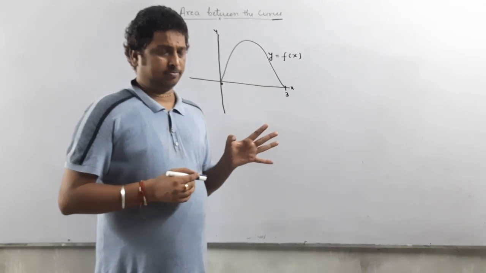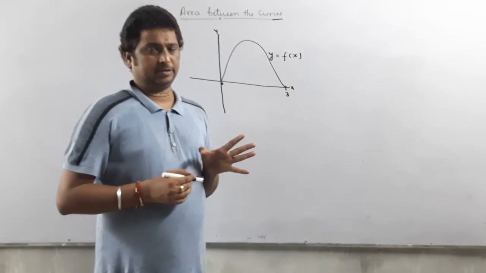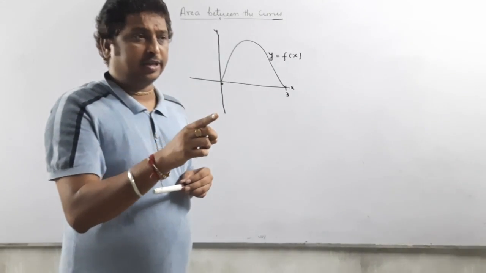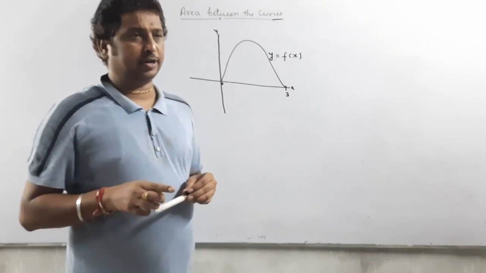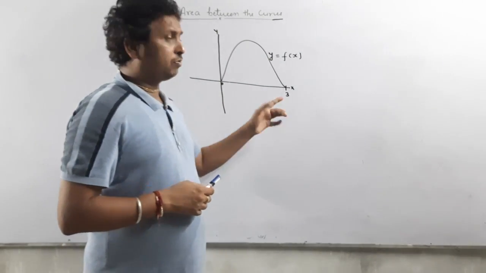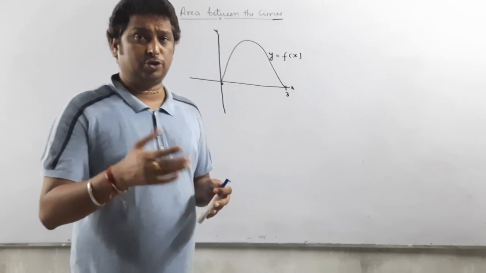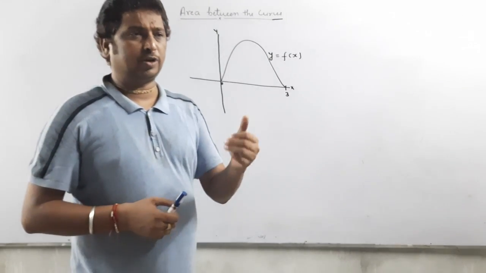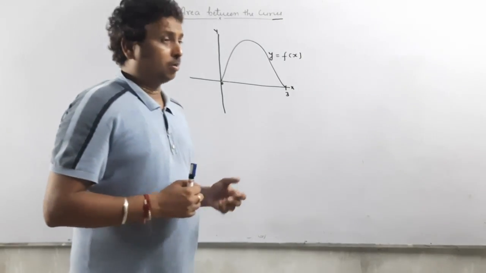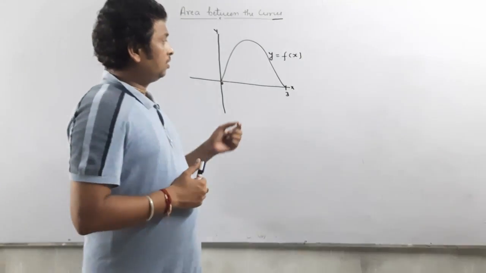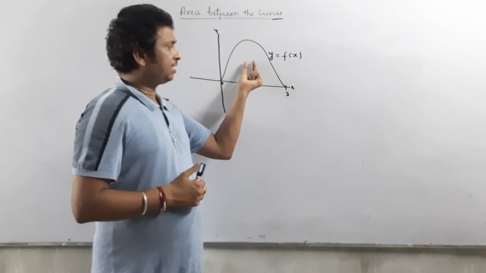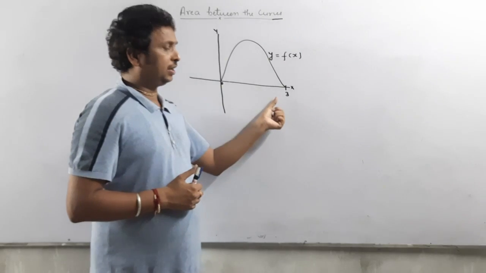For any curve which they ask, you can easily come to know at which points the curve cuts the x-axis. How? Just put y value 0, because on the x-axis the y value is 0, so just put y equal to 0 in the given curve. You come to know it cuts at these 2 points or many points, whatever. So suppose we have one curve y is equal to f(x). It cuts the x-axis at 0 and 3.